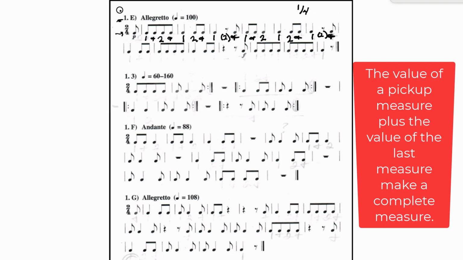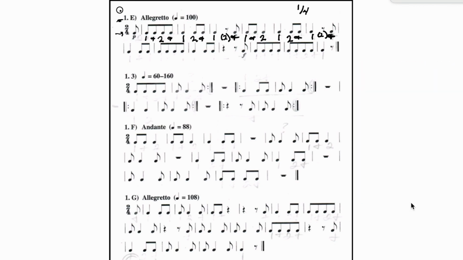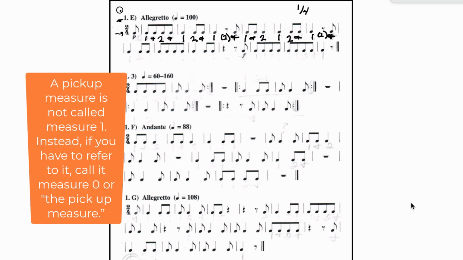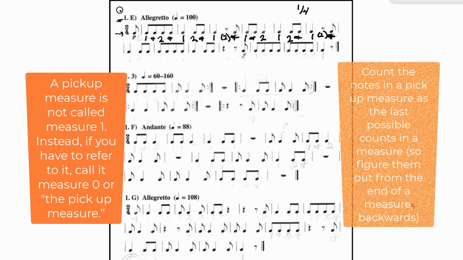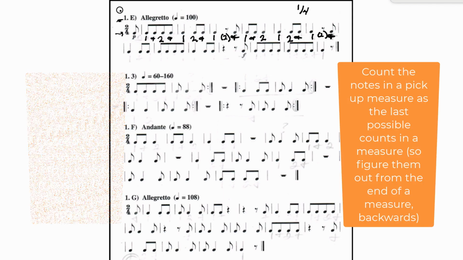There's a convention in music that whenever we have a pickup measure, we take its value, and the rest of the value to finish the measure comes at the very end of the example. So if I add up the last measure plus the pickup measure, I get a complete measure's worth. Okay, but you want to know, how do I count the pickup measure? I can't count it as 1 because it's not a complete beat by itself. The answer is I count as if it's the last possible thing in a measure.